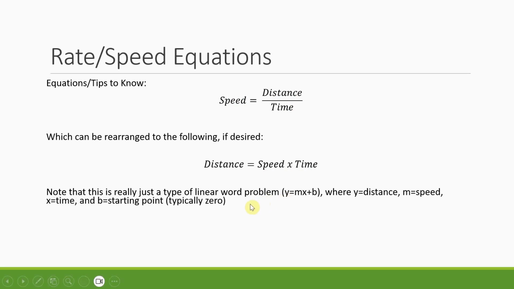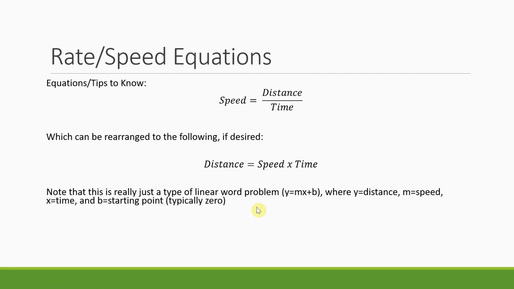Now note that this is really just a type of linear word problem. We've covered those before with y equals mx plus b, or in this case we have y equals mx, and there's just no b. B is 0. Y is distance, m is speed in this case, and x would be time. B would be a starting point, which for these is almost always going to be 0.